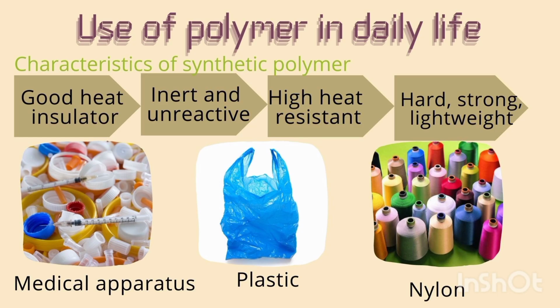These are the uses of polymer in daily life. We use polymer as medical apparatus, plastic bags, and also nylon, because polymer has several unique characteristics. For example, polymer is a good heat insulator, and it is also inert and unreactive, which makes it safer for us to use everywhere and every time we want. And also, polymer is heat resistant and also hard, strong, and lightweight.